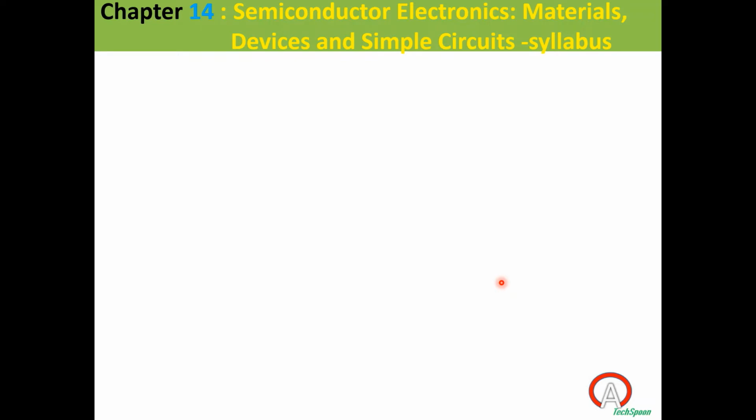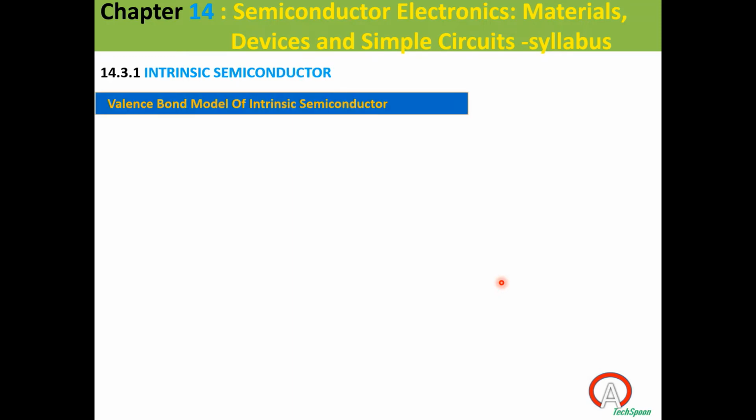By adding pentavalent impurities. Yes, for getting n-type extrinsic semiconductor, we have to add pentavalent impurity. And for getting p-type semiconductor, what type of impurities you have to add, Niranjana? Trivalent impurities. Okay, now just see how an intrinsic semiconductor looks like.